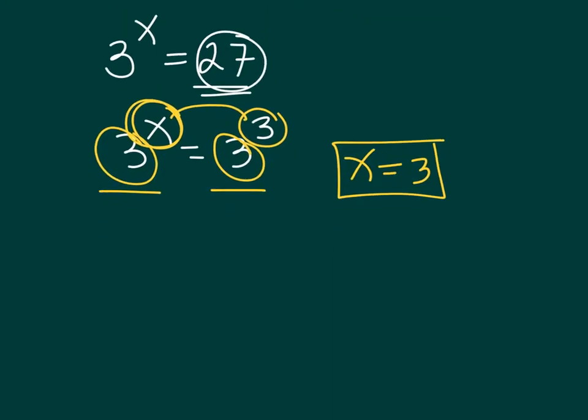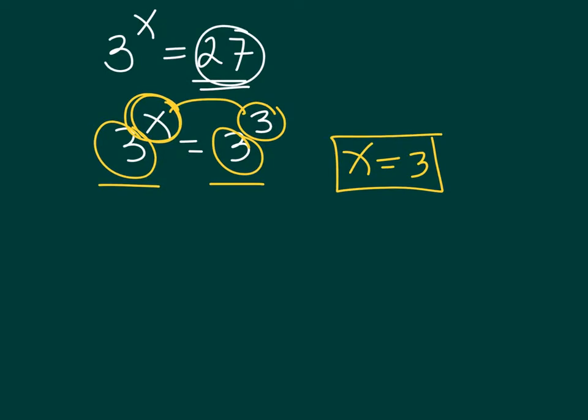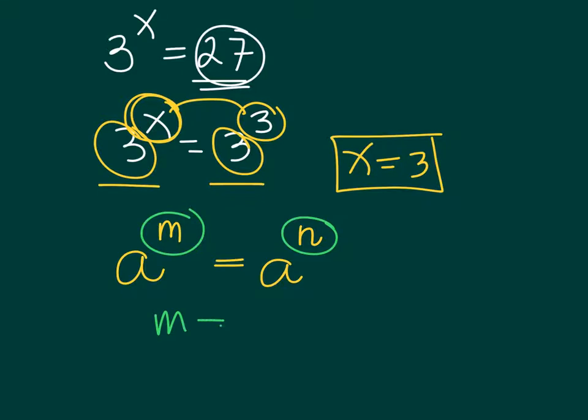This technique uses the idea that in general, for any base a raised to m, if this is equal to that same base raised to n, then we could say that m must be equal to n because a is already equal to a. So we call this the technique or idea that we need to always change both sides into the same base.